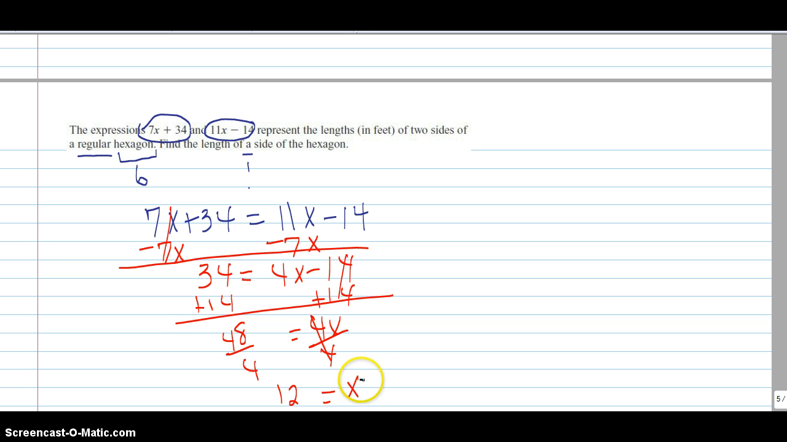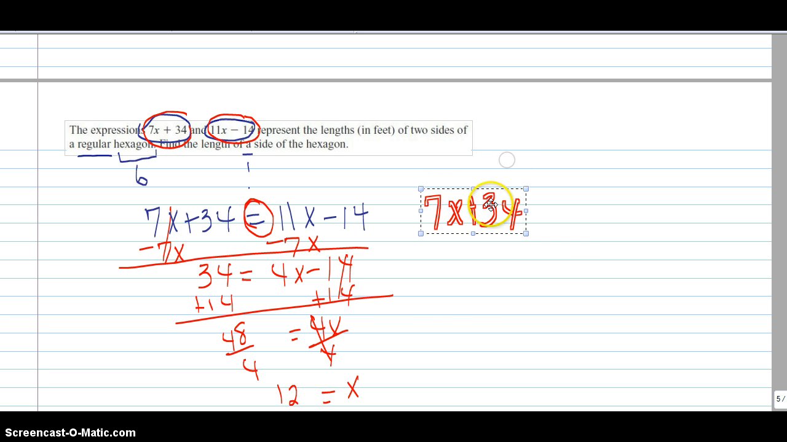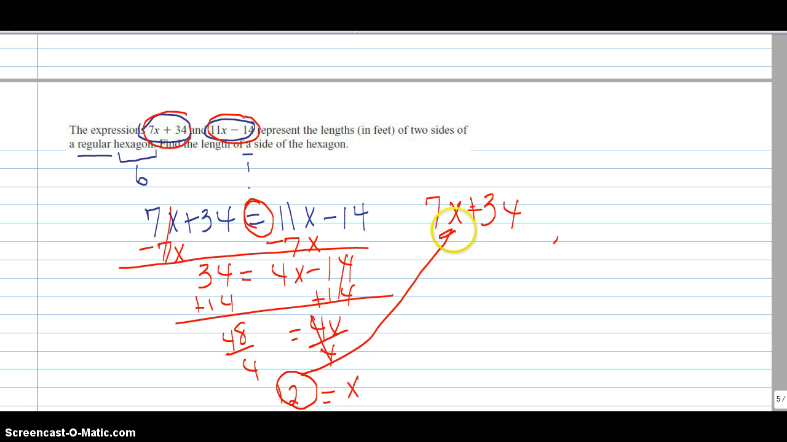X is 12, but x is not a side. 7x plus 34 is a side, and 11x minus 14 is a side. You pick one. They should be equal. Why? Because you put them equal to each other. I'm going to pick 7x plus 34. Why? I don't know. That's why I like it. X is 12. 12 is x.